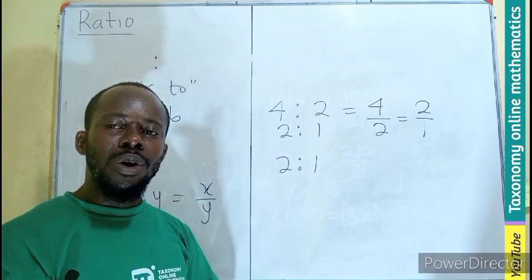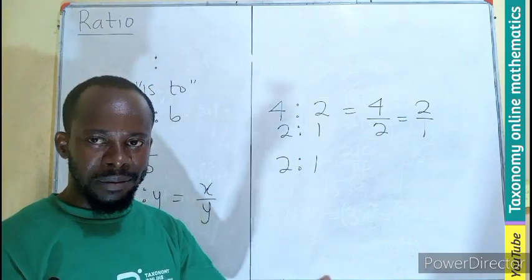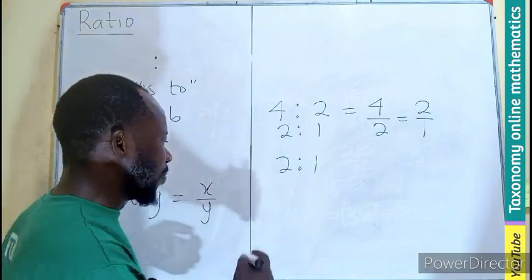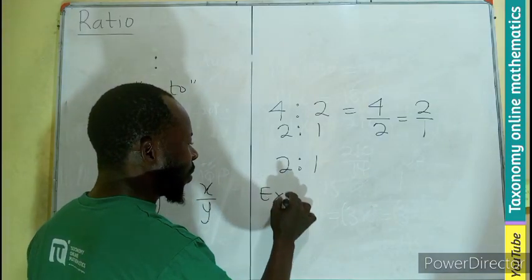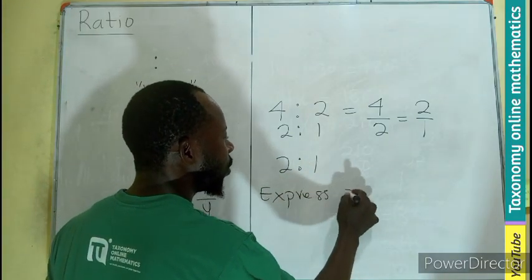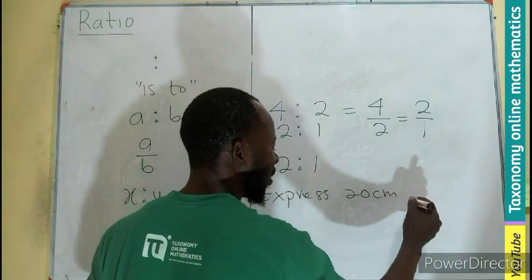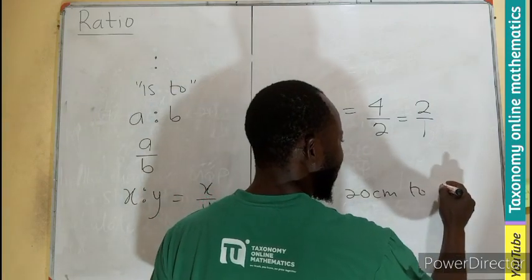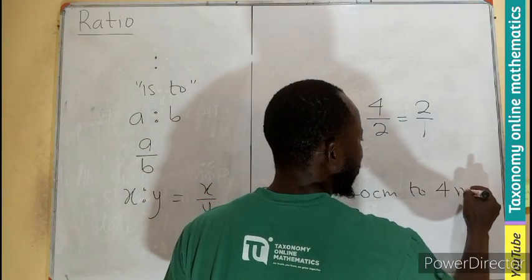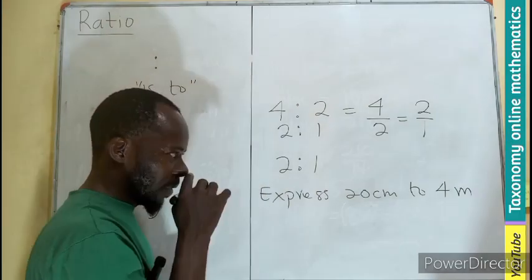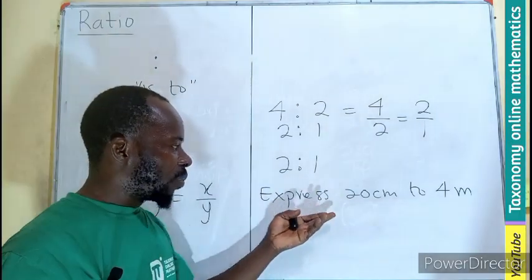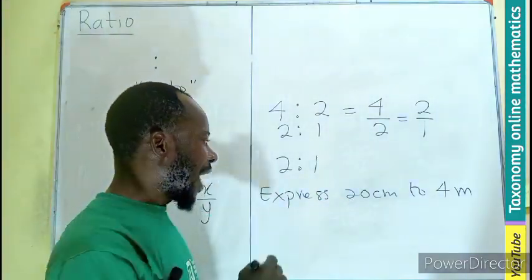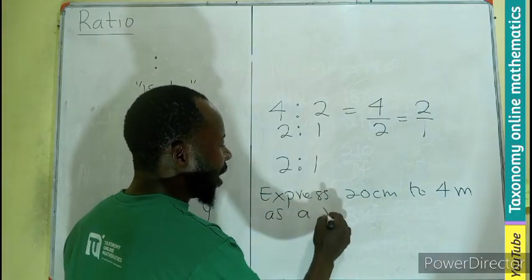Two, ratios must be of the same unit. So if, for example, I am asked to express 20 centimeters to, let's say, 4 meters, we are to express this to this as a ratio.